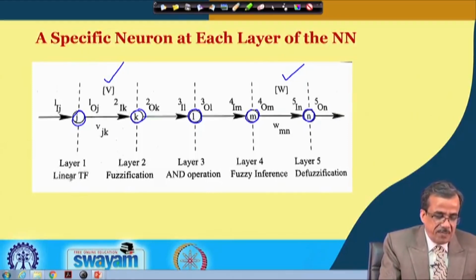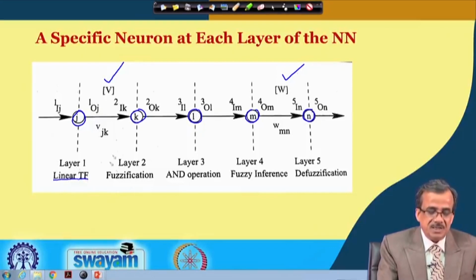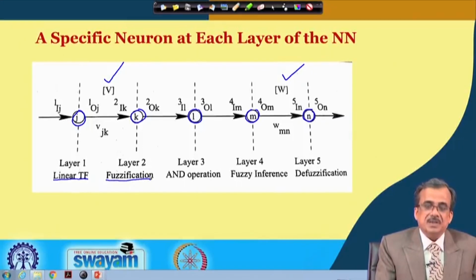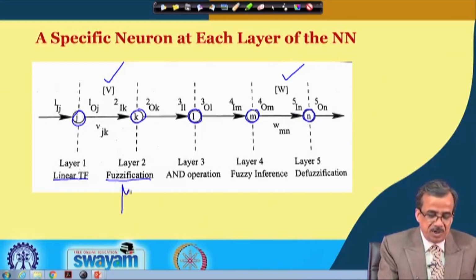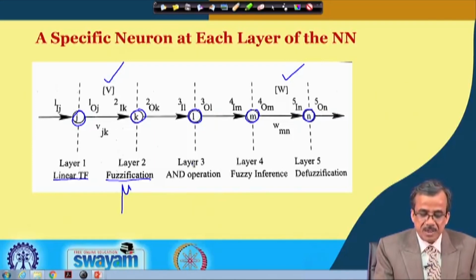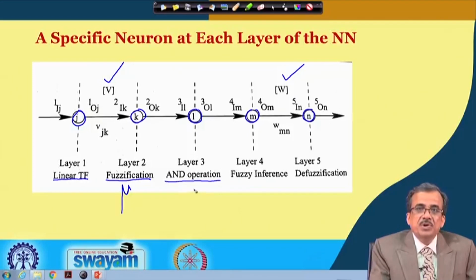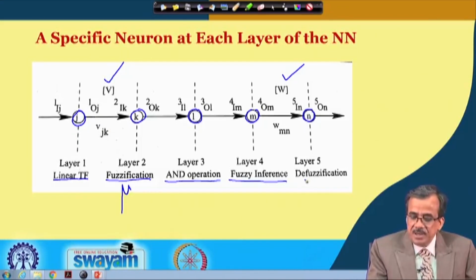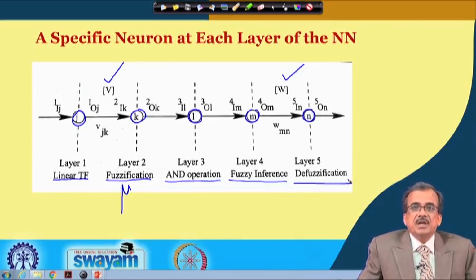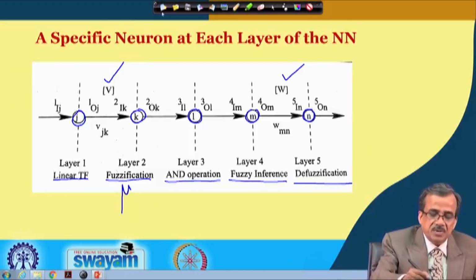And as I mentioned, in the first layer we use some sort of linear transfer function, that is, the output is nothing but the input. In layer 2, we carry out fuzzification, that means we try to find out the membership function value denoted by mu, which we have already discussed. Layer 3 indicates all 12 rules and here we carry out the AND operation, that means we compare two mu values corresponding to the two inputs and try to find out the minimum. Then layer 4 is the fuzzy inference and layer 5 is the defuzzification, so that we can find out what should be the crisp output corresponding to that fuzzified output.